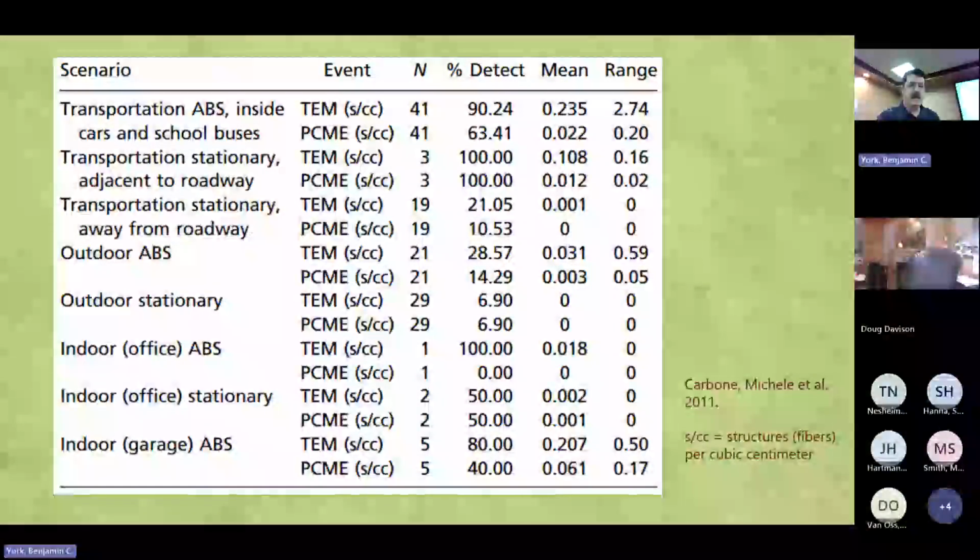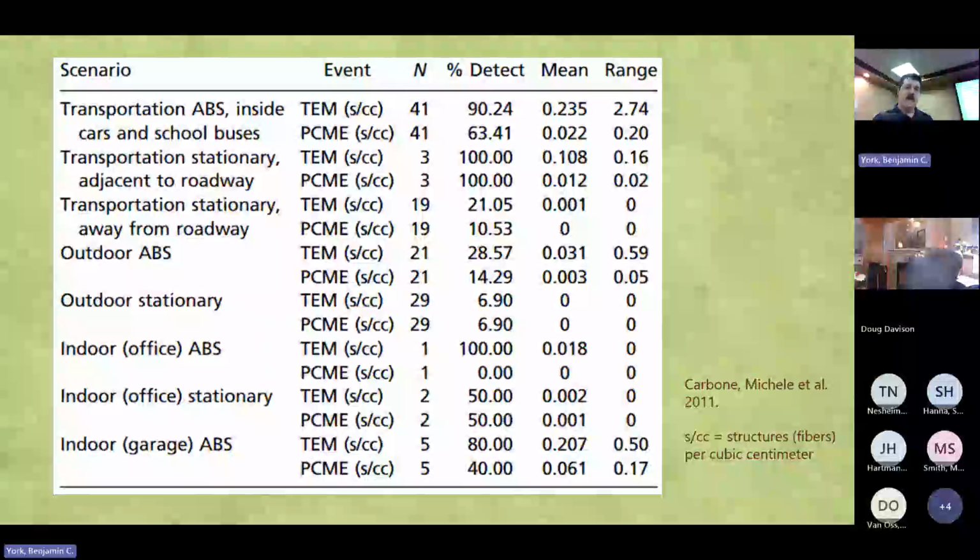So this is kind of a busy graph, but it's very good in that it contains all the information from those collections. On the left shows all the different situations they were doing. I will point out when it says ABS, that is basically activity-based sampling. So they were manipulating the gravels. Where it's stationary, they just had a sampler set up to take air samples.